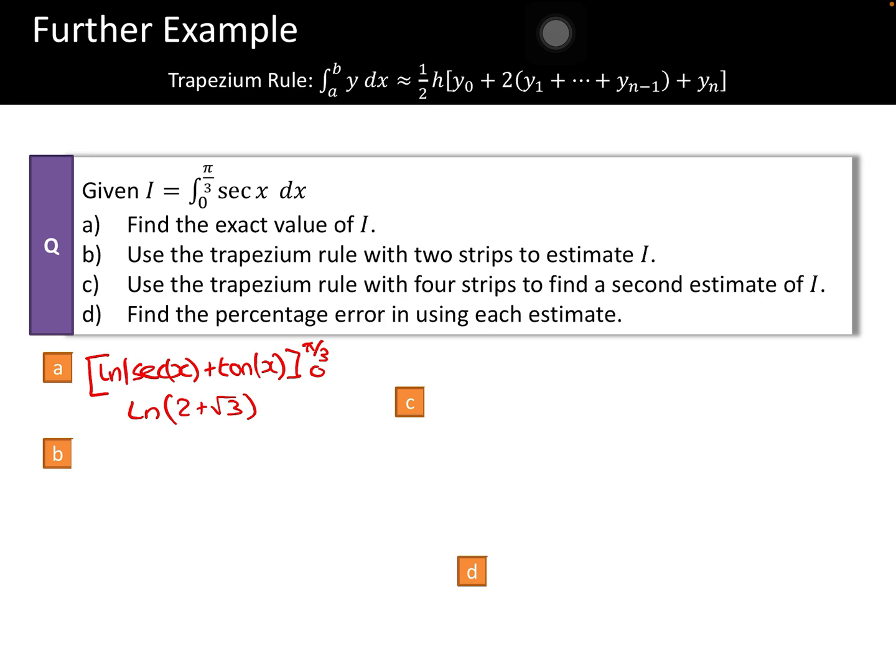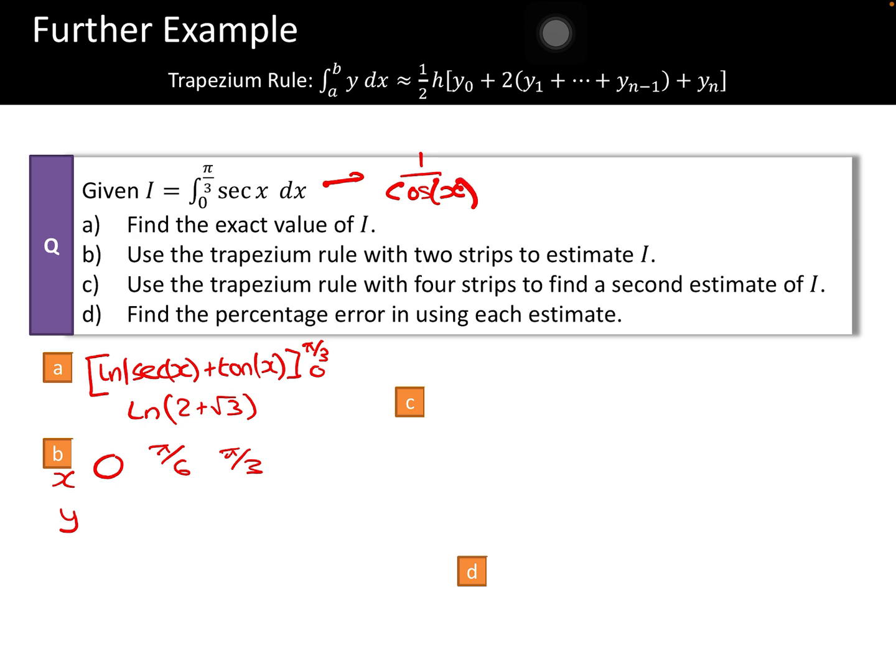Use a trapezium rule with 2 strips. Okay, now if I'm going between 0 and pi over 3, if I want 2 strips, I need one equally in the middle, so I'll go pi over 6. So you do have to work out that missing value as well. Work out my y values by subbing in each time. So to sub in 0, I need to do sec of 0. Well, I can't do sec of 0, but what I can do is make that into 1 over cos x and then sub into that.